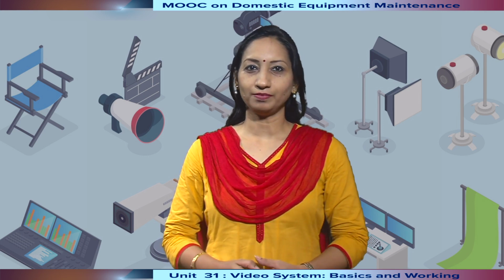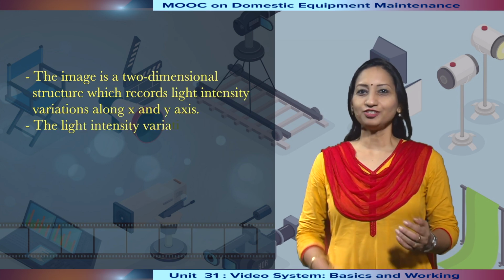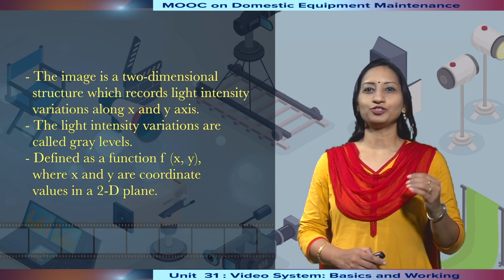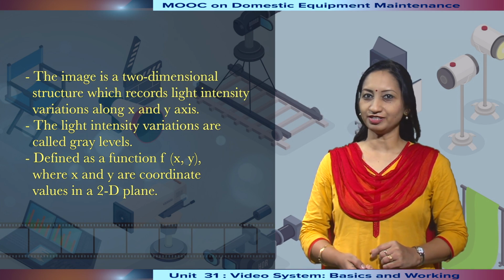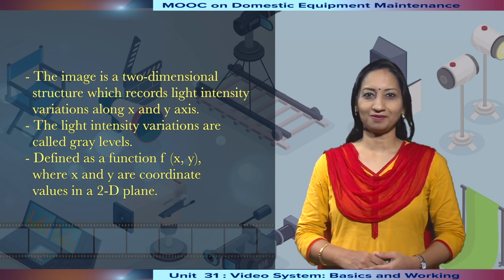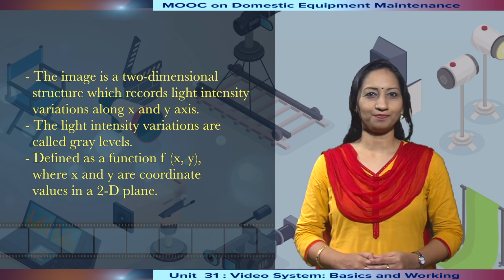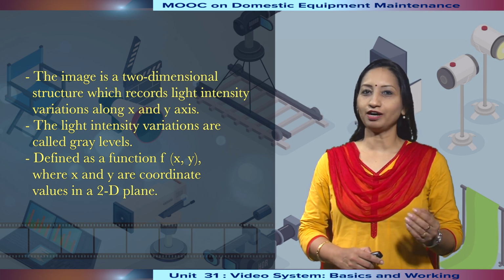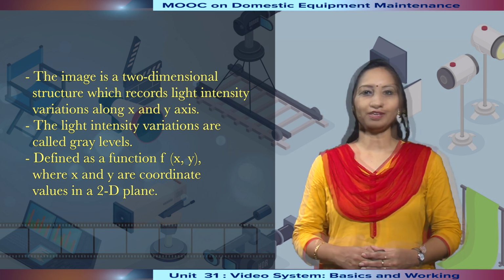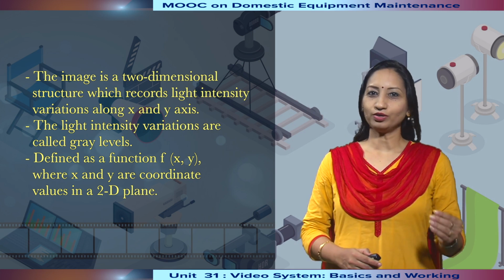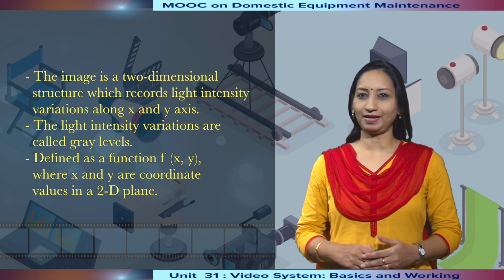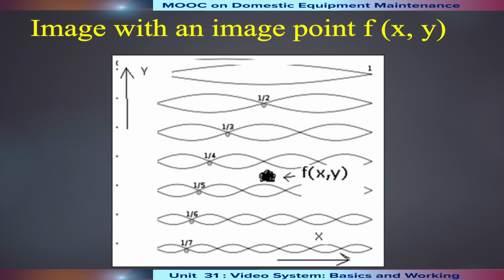So first is image basics. The image is a two-dimensional structure which records light intensity variations along x and y axis. The light intensity variations are called gray levels. An image can be defined to be a function f(x,y) where x and y are coordinate values in a 2D plane. This figure shows an image with an image point f(x,y) as a function of the coordinates x and y.